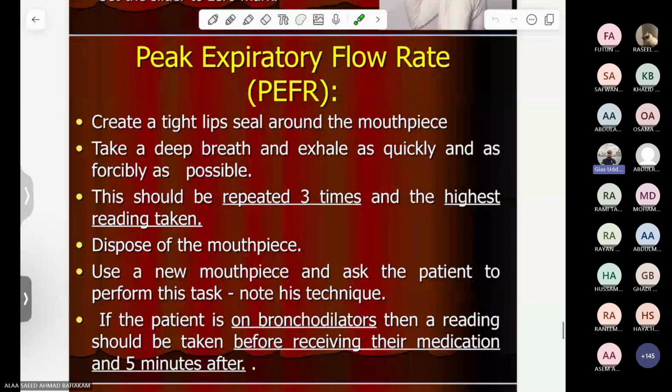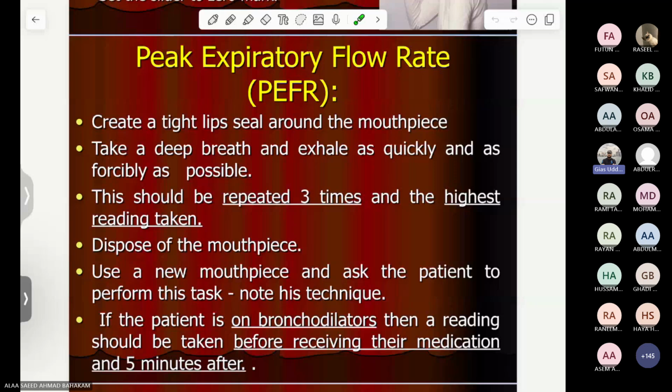So what do you do? When I give you the device, it's a very small device, you can see it. We will attach a new mouthpiece, like a small mouthpiece. So we put that mouthpiece into our mouth and then we take a deep breath as quickly as possible and then we tell the person to exhale as quickly and as forcibly as possible. Repeat this 3 times and we take the highest reading. Then we dispose of the mouthpiece and that's how it is done.